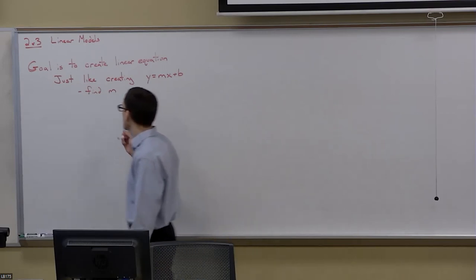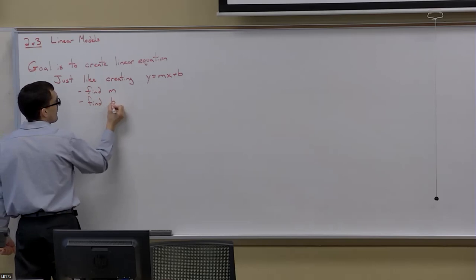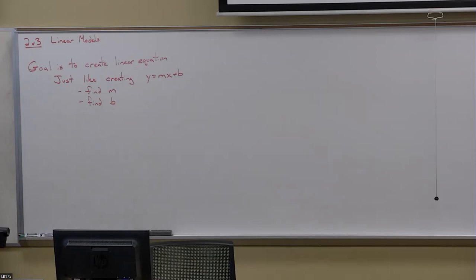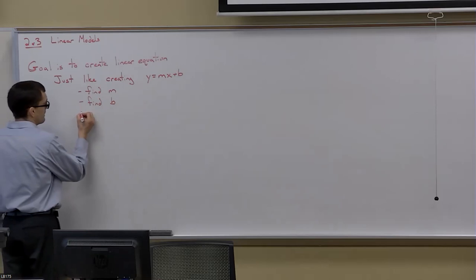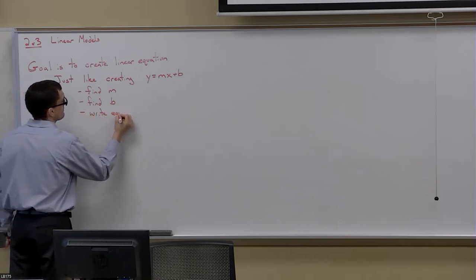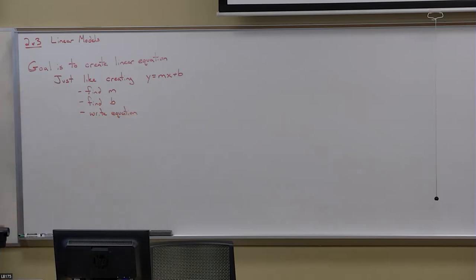So find the m, find the b. We always find the b by plugging in a value into x and y after we found the m, right? And then write the equation. So the goal is to create a linear equation, and we do it in the same way we've been doing it. Now it's just in the context of a word problem.